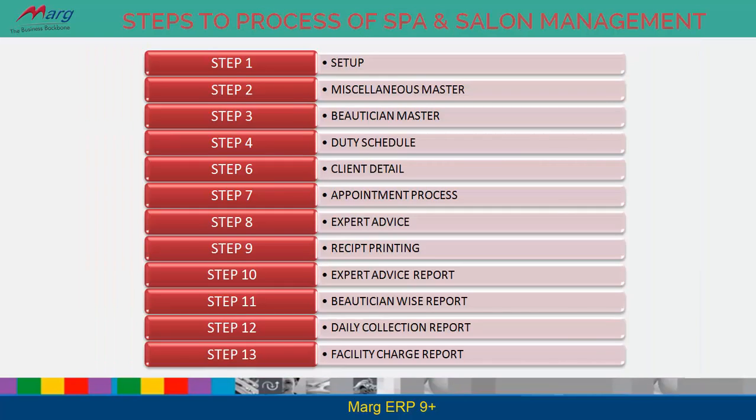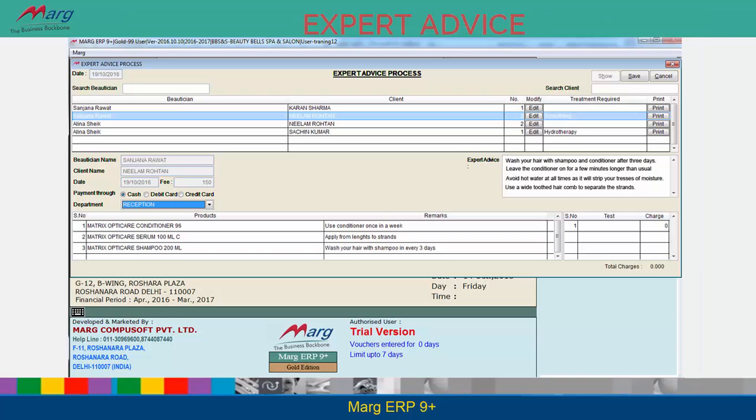Next we have a module, expert advice. If beauty experts or spa specialists work in your parlor and your client takes beauty advice from them, then through the expert advice module, your beauty experts can write down expert advice. In MARG software, inventory can also be maintained. If you provide products to your clients and want to maintain inventory of them, you can easily do so through MARG software. You can select those products and mention any remark if required. Then you can take a printout of this and provide it to your client.